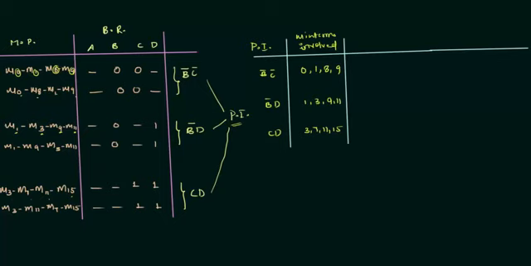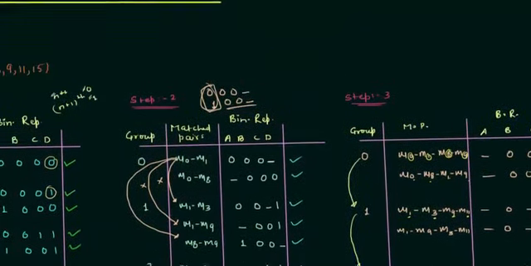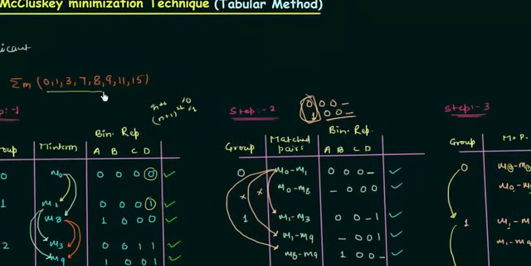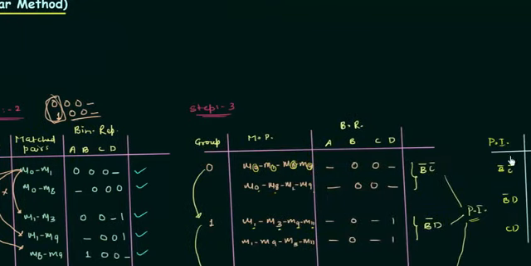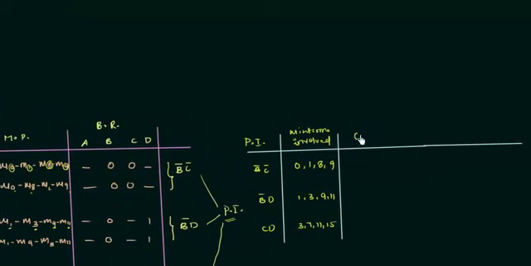If you see the problem, you will find out the given min terms 0, 1, 3, 7, 8, 9, 11, 15. We have to write down this in the last column: 0, 1, 3, 7, 8, 9, 11 and 15. We will put a cross in each row under the min terms contained in particular prime implicant.